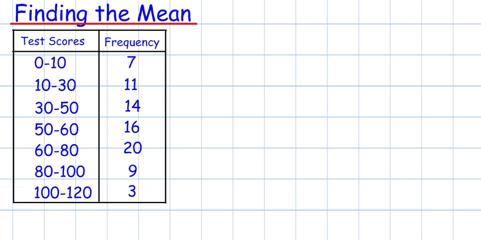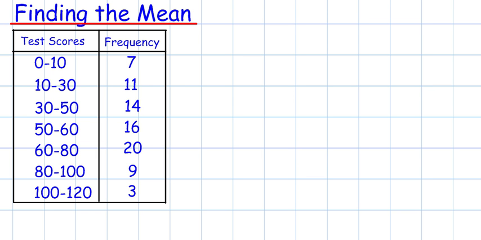Finding the mean from a group data table. Group data tables can be given for several questions, such as mean, histograms, and cumulative frequency. We're going to estimate finding the mean. On this chart, there are test scores from 0 to 120 grouped together.